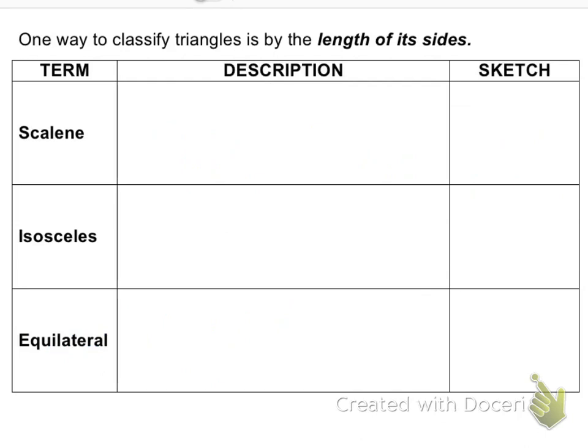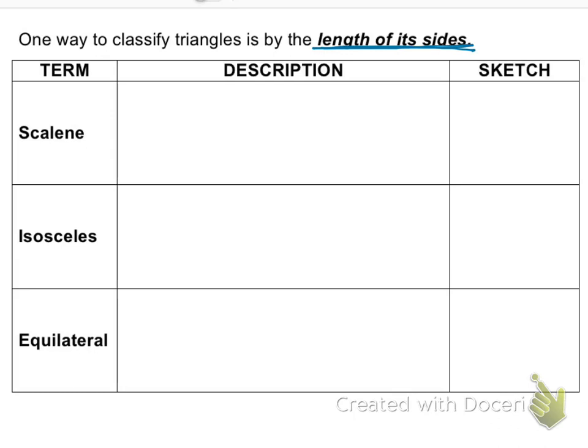There are two ways we can classify triangles. One is by the length of the sides, the other is by the size of the angle measures. Let's go ahead and look at the length of the sides. And a lot of this is probably review from junior high.